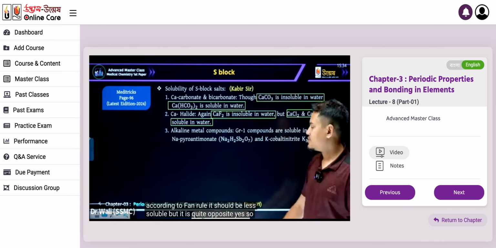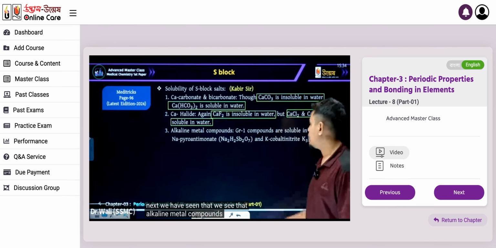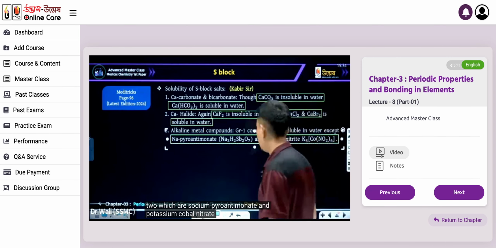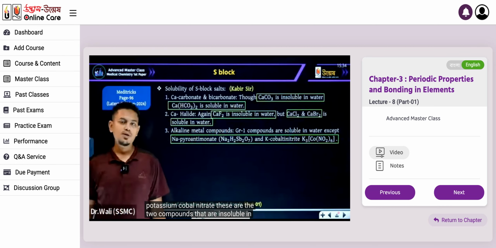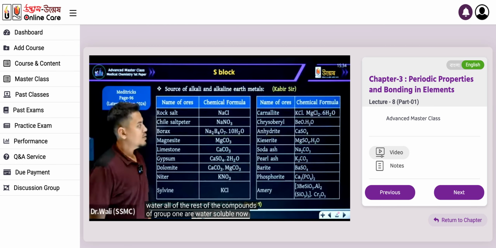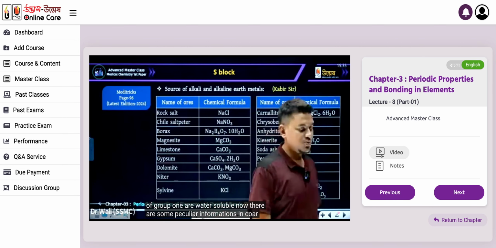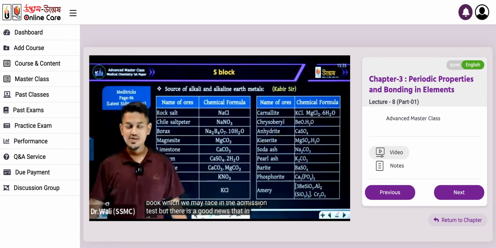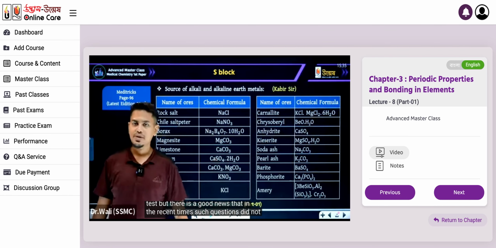Yes. So next, we see that alkali metal compounds, group 1 compounds, are soluble in water except 2, which are sodium pyroantimonate and potassium cobaltinitrite. These are the 2 compounds that are insoluble in water. All of the rest of the compounds of group 1 are water soluble. Now, there are some peculiar pieces of information in Kobe sir's book which we may face in the admission test, but there is good news that in recent times, such questions did not appear in the admission test.